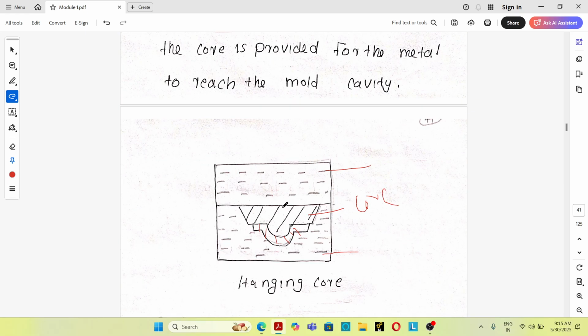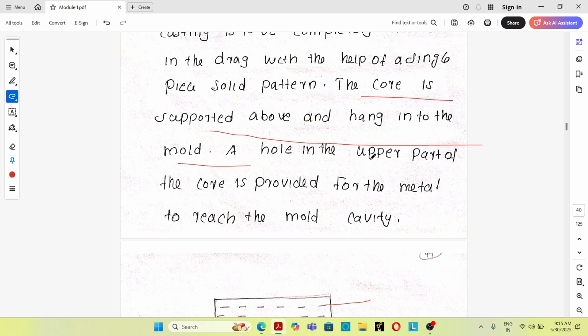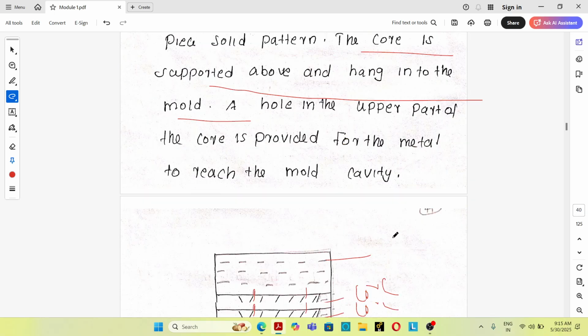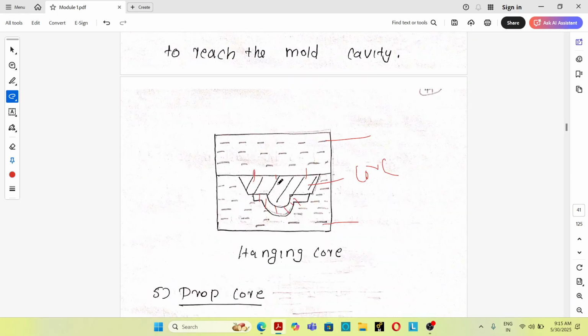You can see that the core is supported above and hangs into the mold cavity. A hole in the upper part of the core is provided for the metal to reach the mold cavity. Here a small hole is provided. What is the purpose of the small hole? It is the passage through which the molten material will flow to the mold cavity. So this is known as a hanging core.